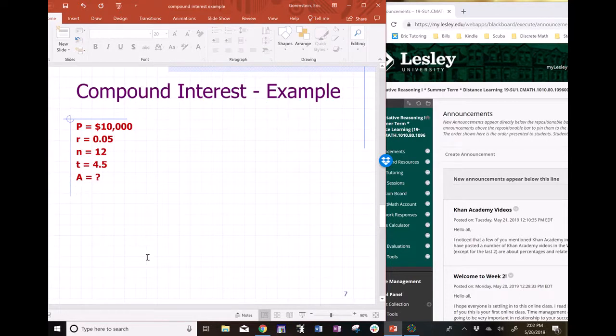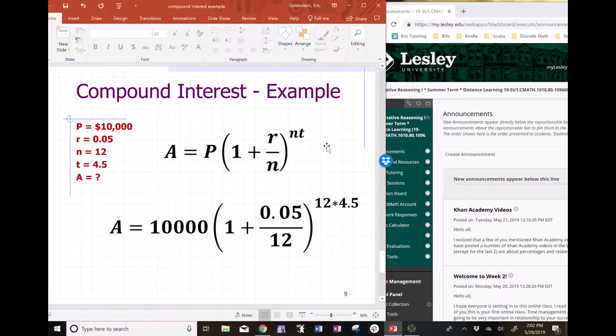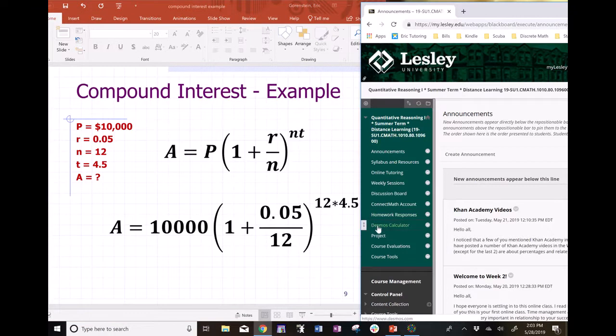Okay, so we want to use the compound interest formula, and these are the values that we want to plug in here. So we have P is 10,000, r is 0.05, n is 12, and t is 4.5. So this is what we want to calculate, just replacing P, n, r, and t with the four values given in the problem. Okay, so I'm going to come over here to Blackboard. You could go directly to desmos.com or just click on the Desmos calculator link that I put up on Blackboard.